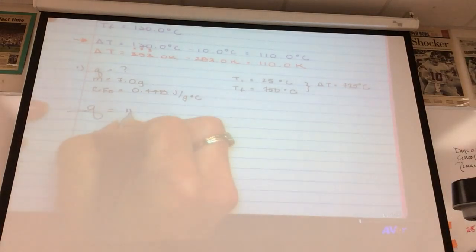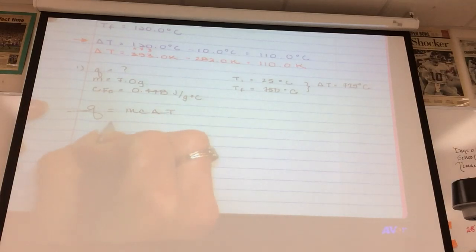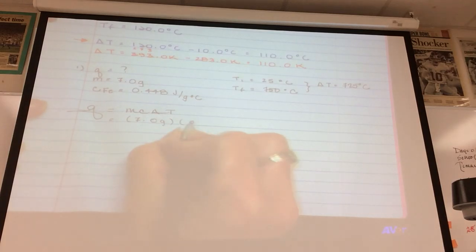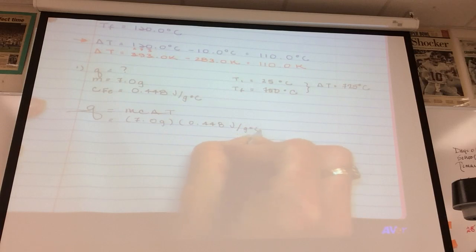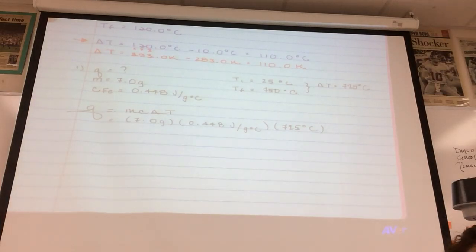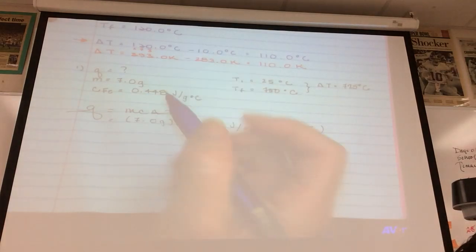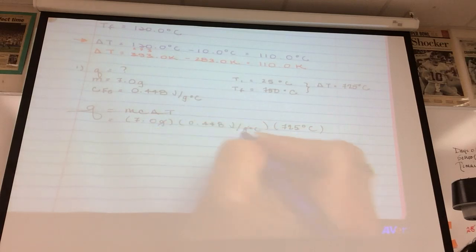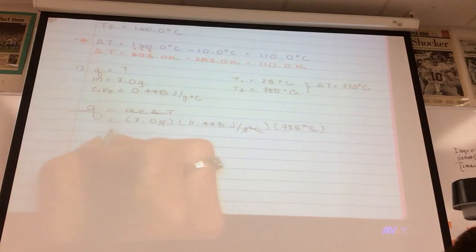Q is equal to MC delta T. The mass is 7 grams. The specific heat is 0.448 joules over grams degrees Celsius. You've got 725 degrees Celsius. Watch that unit cancellation here. The grams cancel, the degrees Celsius cancel. You're left in a unit of joules.